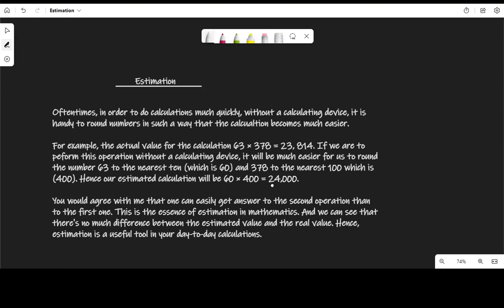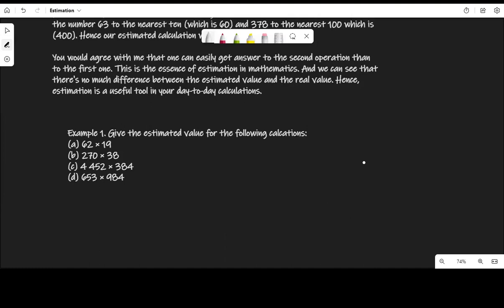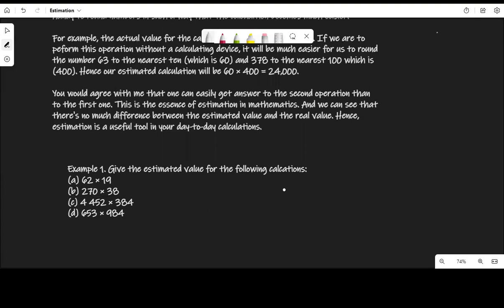So what am I saying in essence? Estimation is very, very handy in our day-to-day life when a calculating device is not available. It's much easier to round numbers to the nearest 100 or to the nearest 1,000, depending on the number, and then do your calculation. So let's use that to answer some questions. I have example 1 here. It says, give the estimated value for the following calculations.